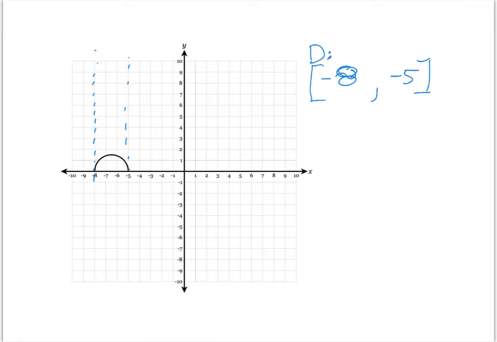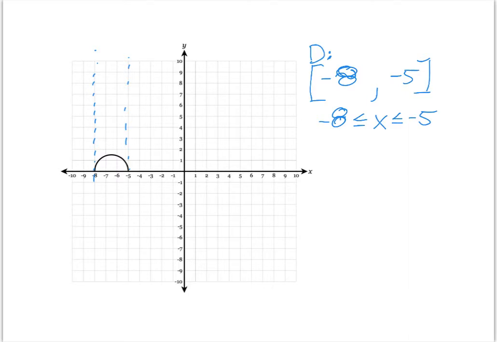that. Just as a reminder, interval notation is a way that we don't have to write this thing out as -8 is less than or equal to x, which is less than or equal to -5. Interval notation lets us be a little bit more efficient.